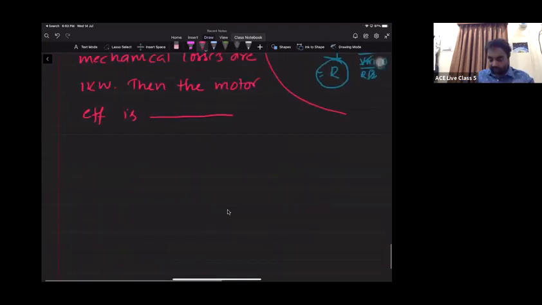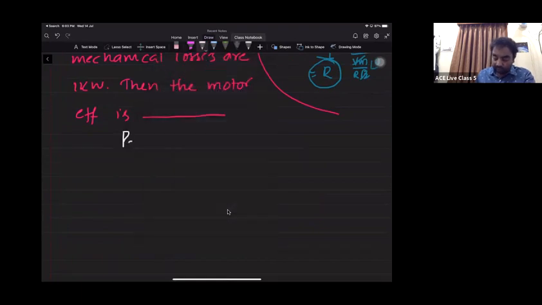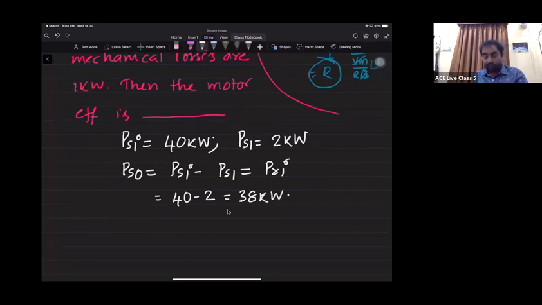So here the stator input is given as how much? 40 kilowatts. And the stator losses are given as 2 kilowatts. Then what is the stator output? It is the stator input minus stator losses, and this is nothing but the rotor input. So it is equal to 40 minus 2, which is 38 kilowatts. Right? Done. Then here I need to calculate the rotor output.